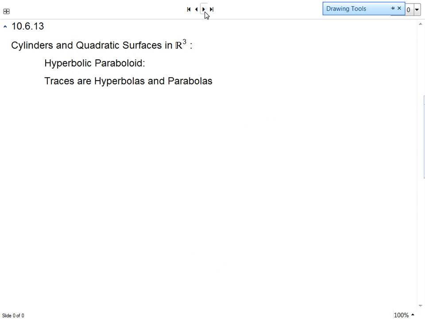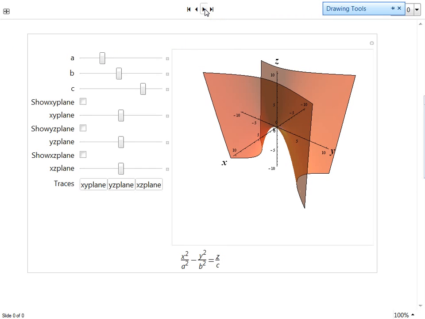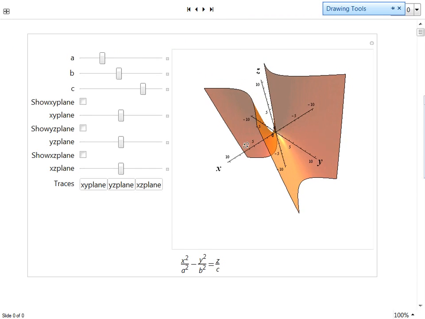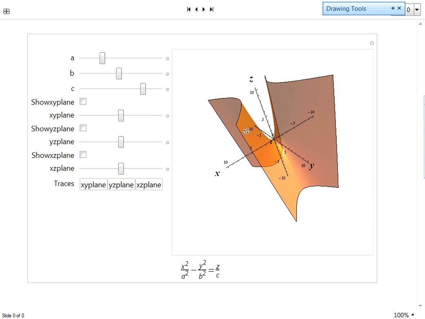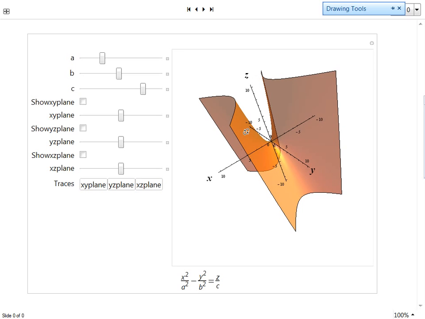Next surface, hyperbolic paraboloid. So the traces are hyperbolas and parabolas. These start looking kind of crazy. But a hyperbolic paraboloid is a great Cal 3 example of a surface because that point right there in the middle at the origin is what we're going to refer to later as a saddle point. It's a point of a graph where you don't have a max, you don't have a min, but you have something interesting happening there, right? It's not a max, it's not a min.